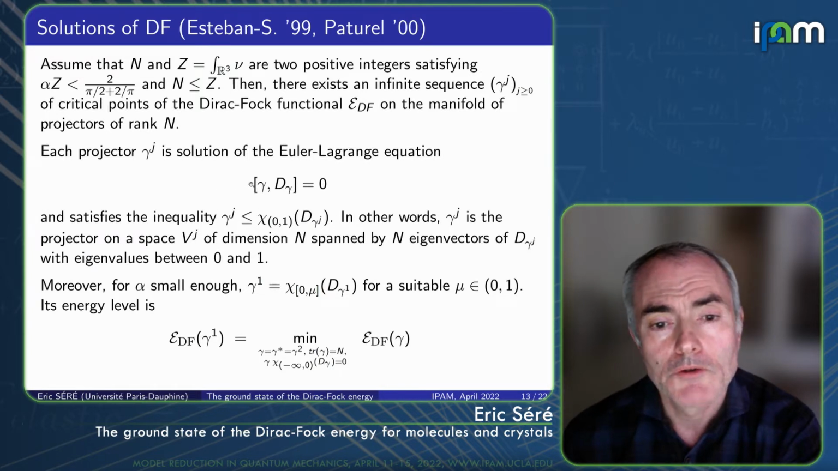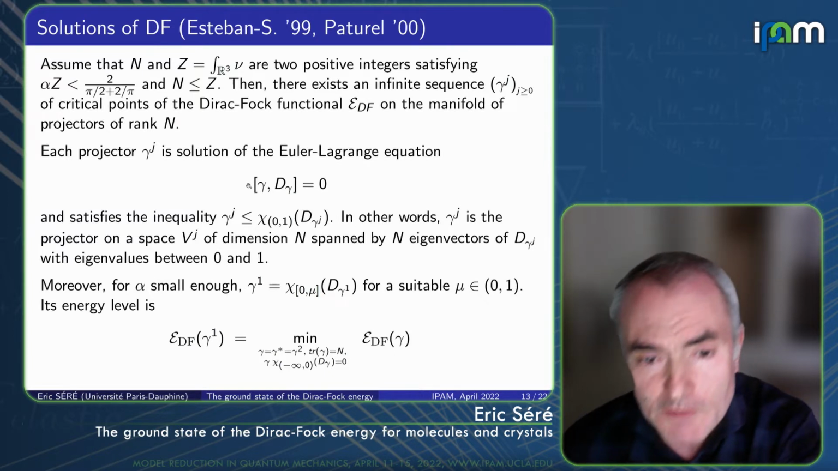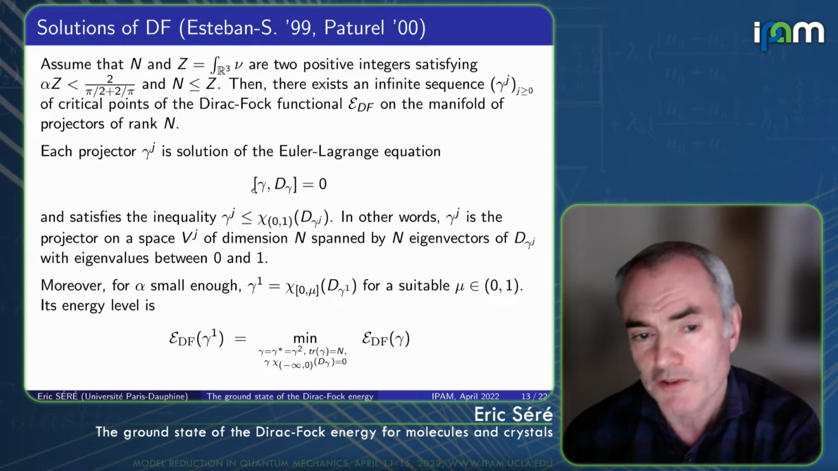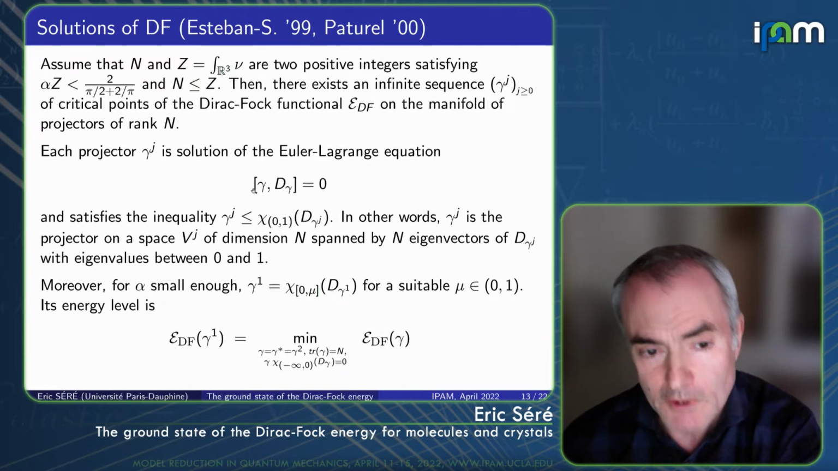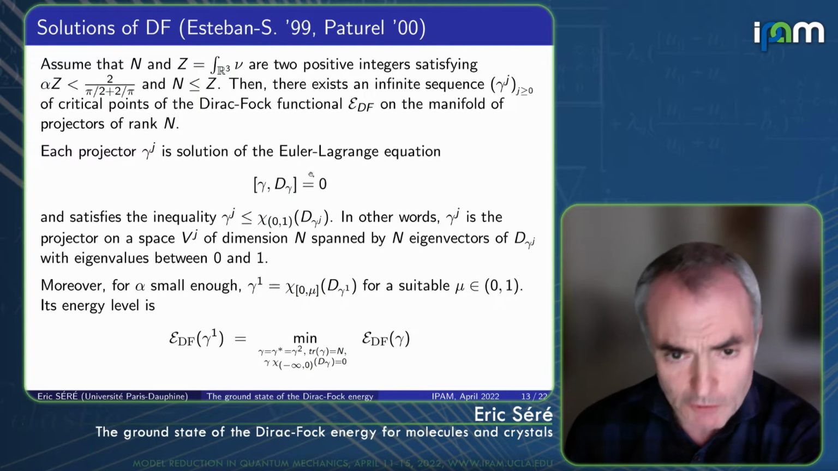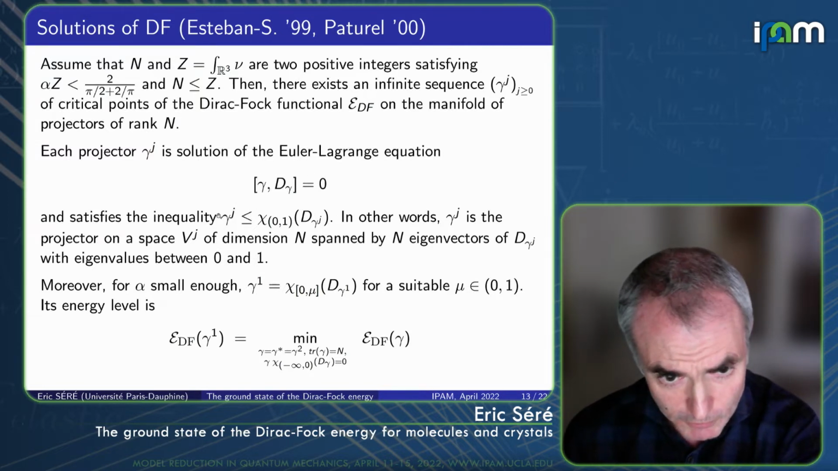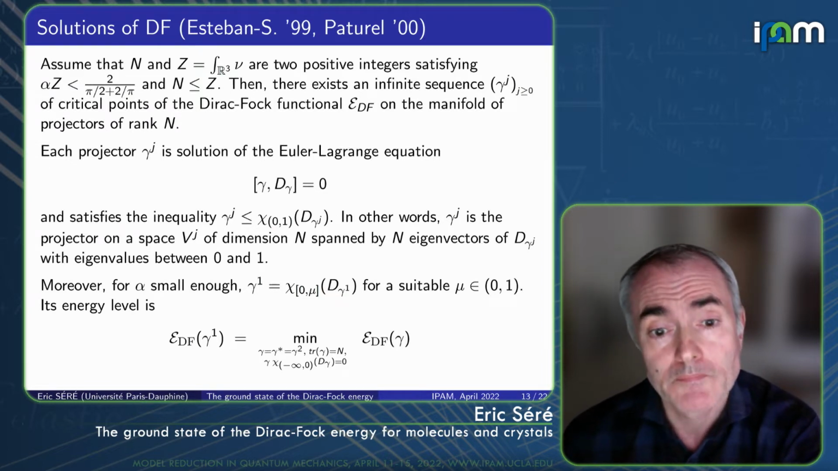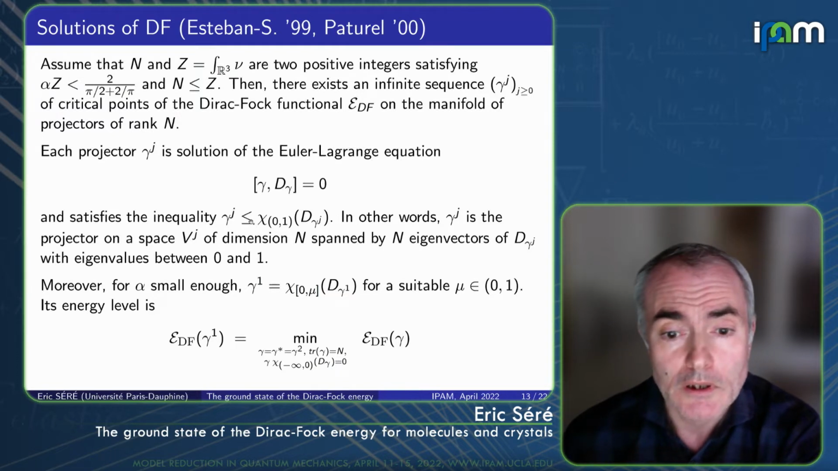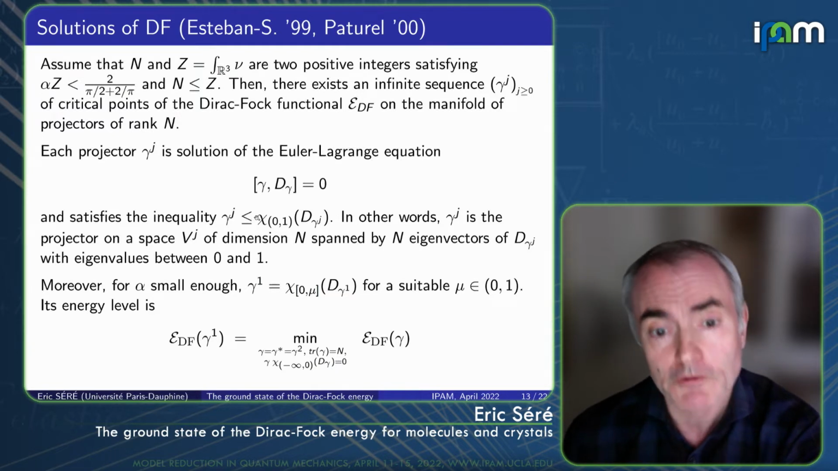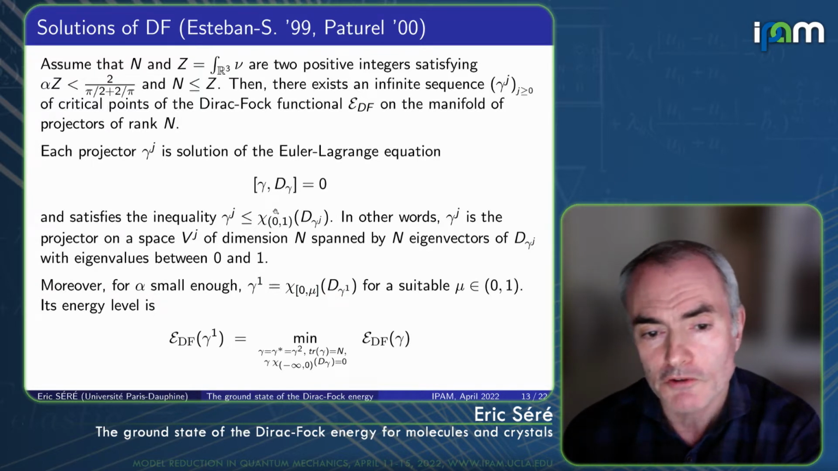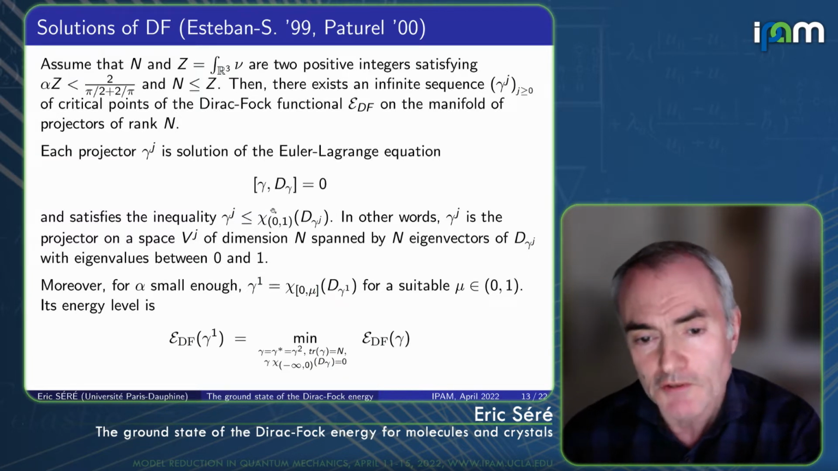Now, you want something more: you want to avoid negative energy states. And also you don't want your wave functions to have an energy larger than the rest mass of the electron. So you impose, in addition to this commutator being equal to 0, that gamma be a projector projecting on a subspace of the spectral subspace of D_gamma associated with the interval (0,1). So you want really your energies to be between 0 and 1, which is mc squared.